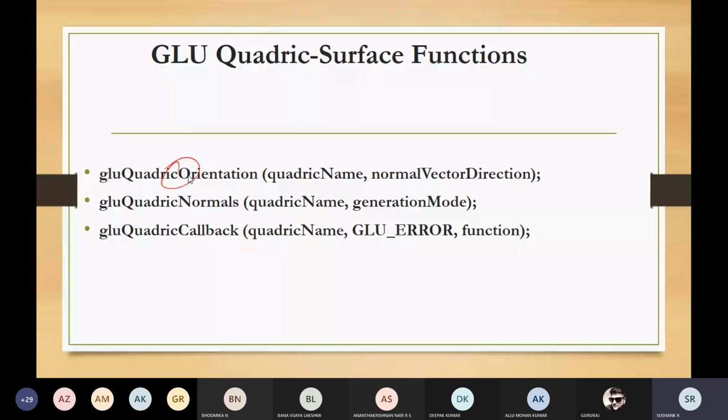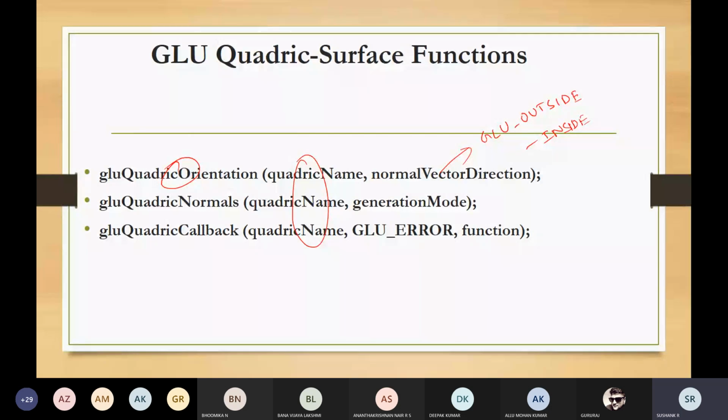If you want to find the front and back direction for the quadratic surfaces, you can use the quadratic orientation. Here, the first argument corresponds to the name of the quadratic surface. This can be GLU_OUTSIDE or GLU_INSIDE. Next, GLU quadratic normal. It is used for generating the surface normal vector.